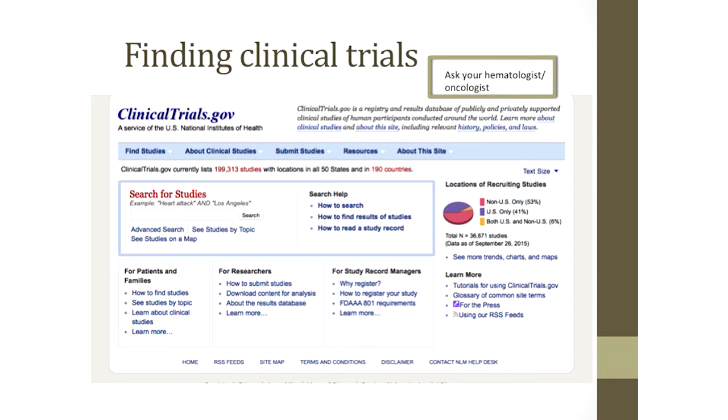You put in the disease or situation that you're interested in, and you can get a listing of every trial, because every trial that's being done in North America and Europe has to be listed on this website. So this is a very valuable resource. It also gives you contact information, who you can contact to get into that trial. But of course, ask your hematologist or oncologist, they'll be able to help you with this.